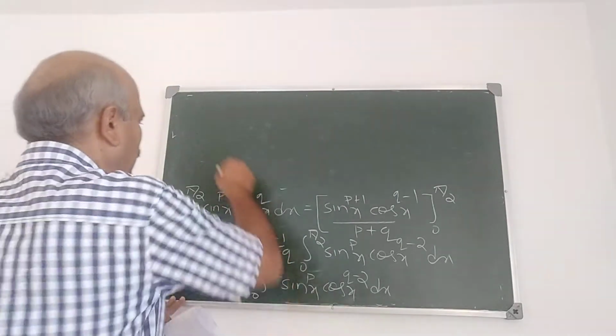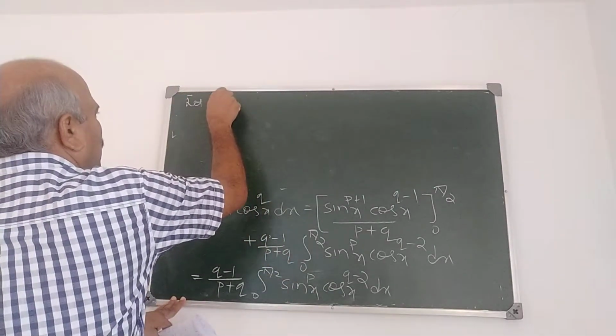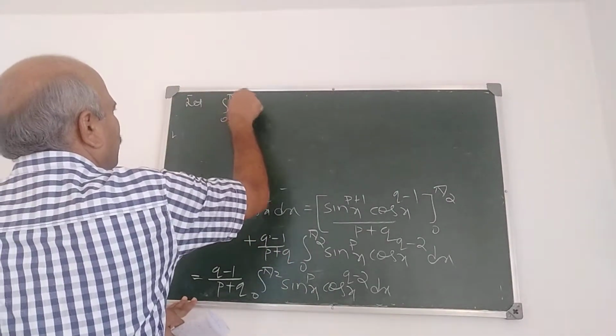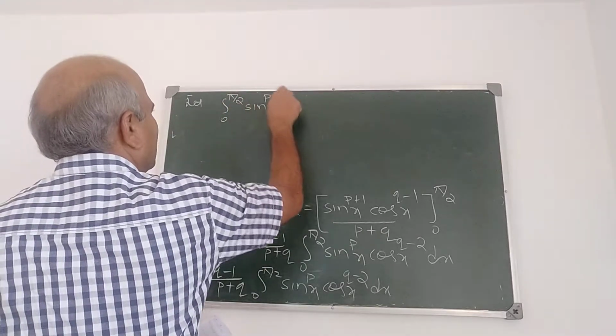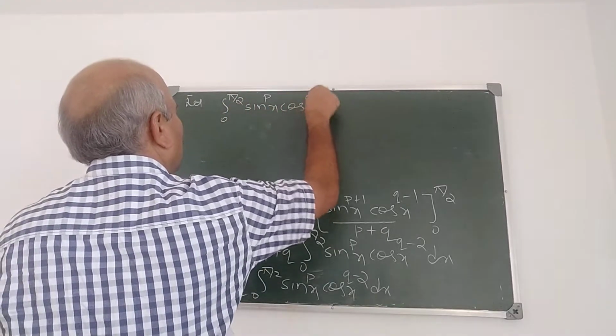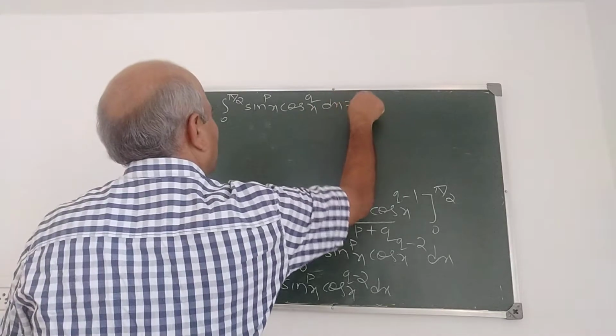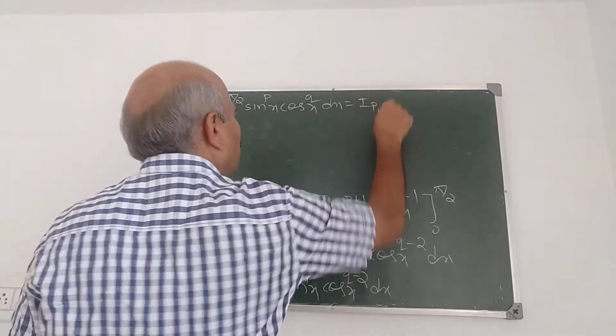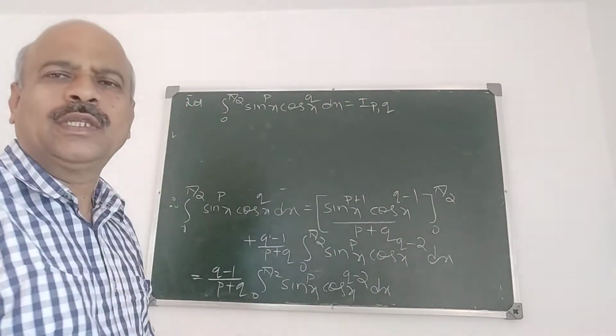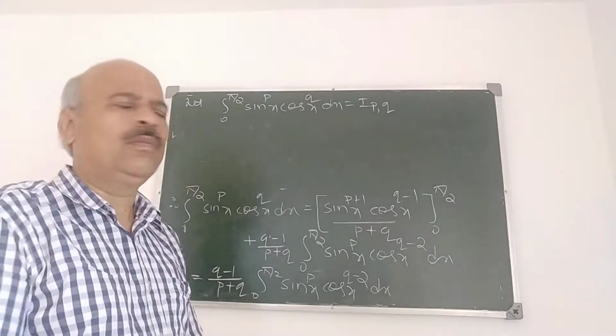Notation is, let the integral from 0 to pi by 2 of sin x raised to p cos x raised to q with respect to x be I(p, q). This is the notation, I(p, q).